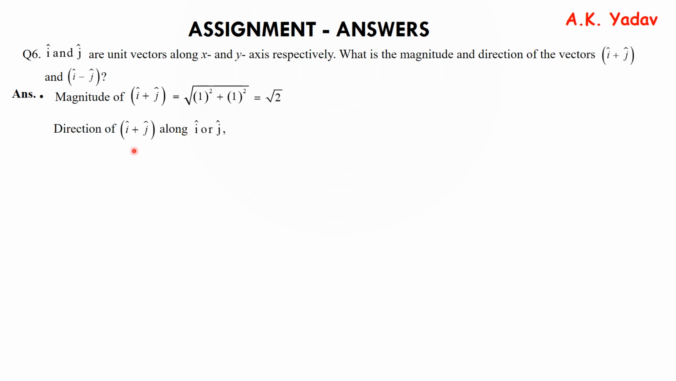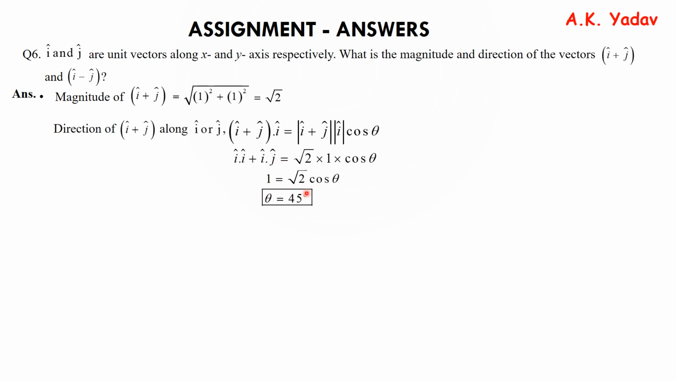Now, what about the direction of i plus j? The direction of i plus j can be along either i or j. So, we can find it by using the dot product, that is (i plus j) dot i is equal to magnitude of (i plus j) into magnitude of i into cos θ. So, i dot i plus j dot i is equal to, this magnitude is under root 2, the magnitude of i is 1, and cos θ. So 1 is equal to under root 2 cos θ, or θ is equal to 45 degrees.